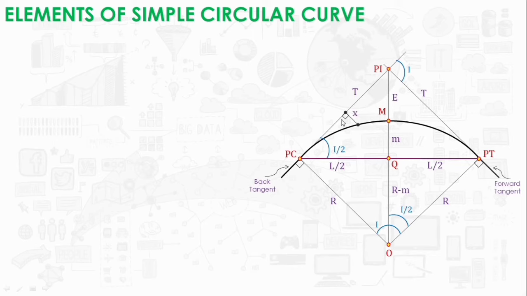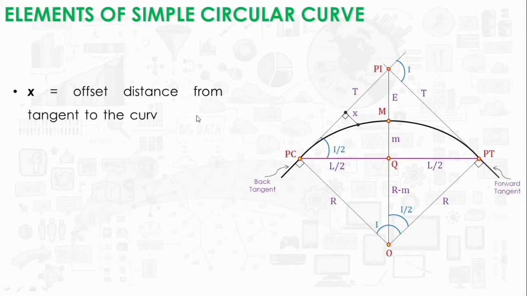Next, this one, si X, where X is the offset distance from the tangent to the curve. So, note that X is perpendicular to the tangent. So, kunyari, may point kayo dyan, point sa curve, then yung perpendicular distance from the point of the curve to the tangent line is what we call X, si distance X.